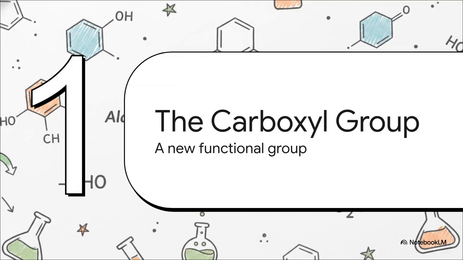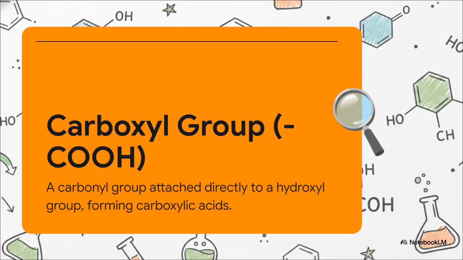In our final module, Section 6, the carboxyl group. If you take the carbonyl group we've been obsessing over today and attach it directly to a hydroxyl group, you get the carboxyl group, the defining feature of carboxylic acids. A crucial thing to remember about these acids is that their acidity is heavily influenced by their substituents. For example, electron withdrawing groups pull electron density away, which stabilizes the conjugate base and makes the acid significantly stronger.